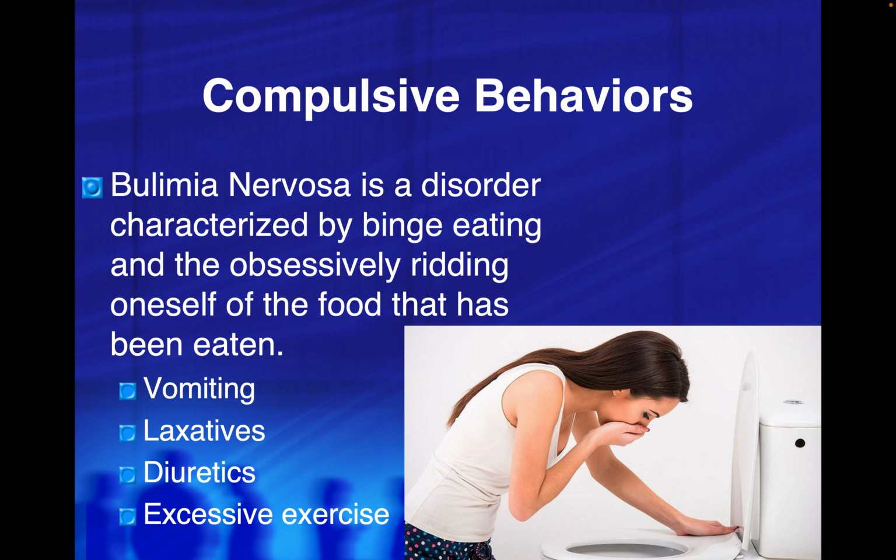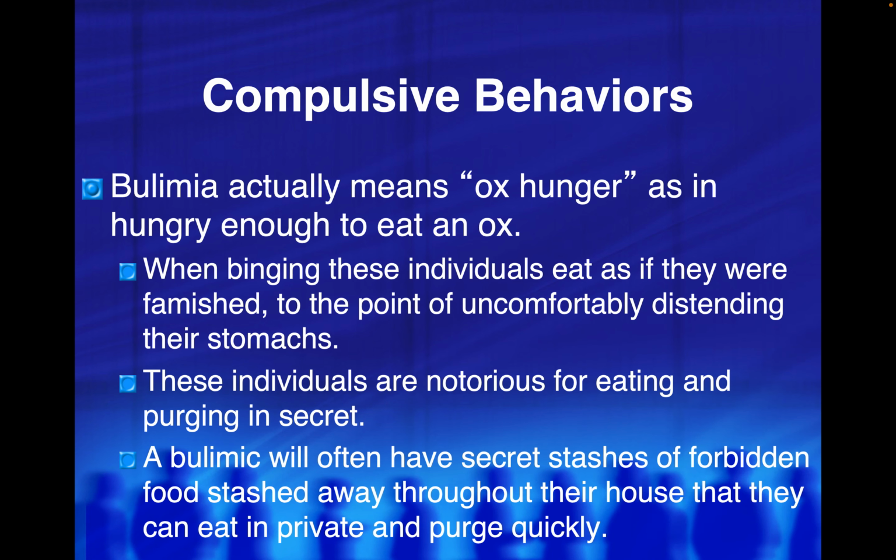Bulimia nervosa is a disorder characterized by binge eating and then obsessively ridding oneself of the food that has been eaten, either through vomiting, laxatives, diuretics, or excessive exercise. Bulimia actually means ox hunger, as in hungry enough to eat an ox. When binging, these individuals eat as if they were famished to the point of uncomfortably distending their stomachs.